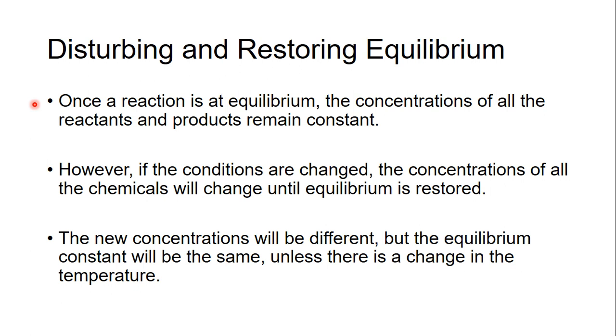When you disturb your system, you'll go back to an equilibrium, but your equilibrium constant will be the same, while the concentrations will be different. The only way you can change an equilibrium constant is by changing your temperature. So keep that in mind. A change in temperature will mean a change in equilibrium constant. Anything else you do, you may disturb equilibrium, but the equilibrium constant will always be the same number.